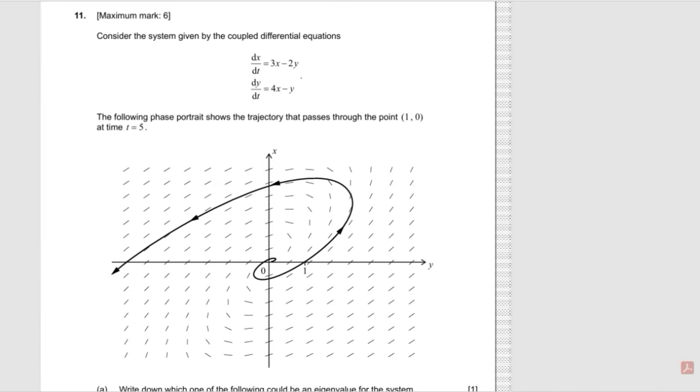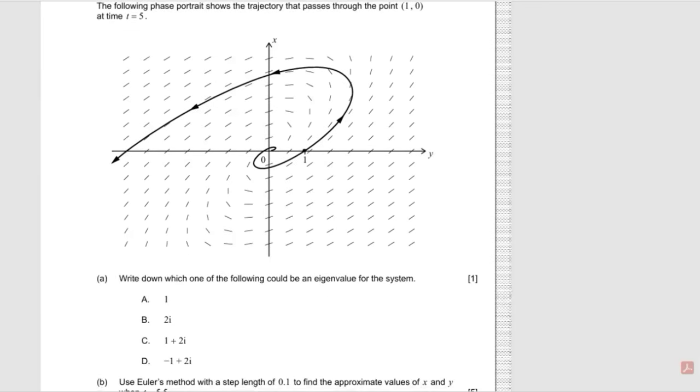It's a 6-mark question. Consider the system given by the coupled differential equations. It's part of the calculus course on the HL application math. The following phase portrait shows the trajectory that passes through the point 1, 0. We can see it's the 1, 0 over here. And at time t equals 5. Part A. Write down which one of the following could be an eigenvalue for the system.